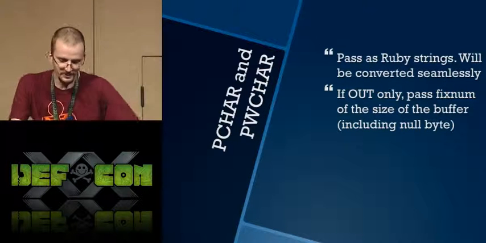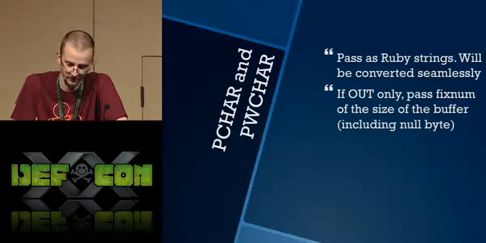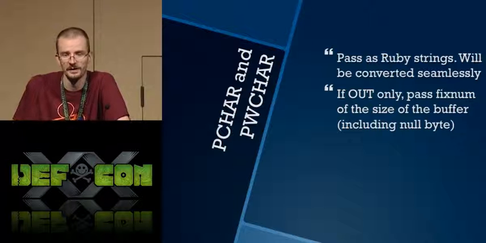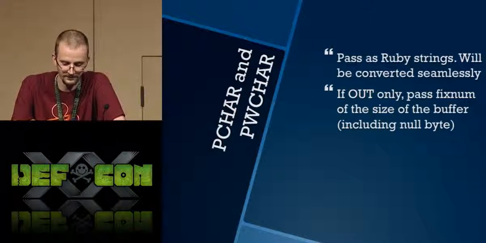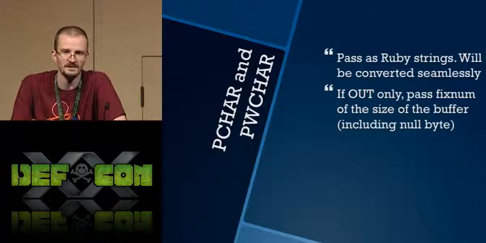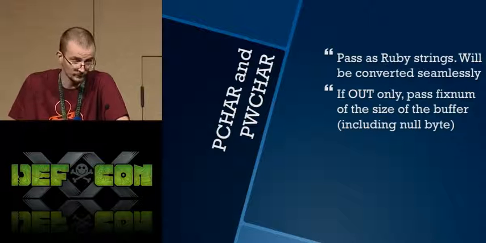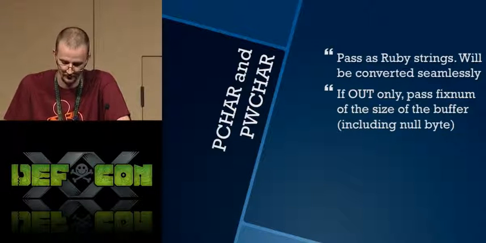Then we have, of course, PCHARs and PWCHARs, which are pointers to characters and wide characters. Same thing, we pass the data, so we're passing it strings. And again, if it's an out-only parameter, then we pass it the size of the buffer that we want it to occupy. And that includes the null byte. So you have to watch that, you can get off-by-one errors there.